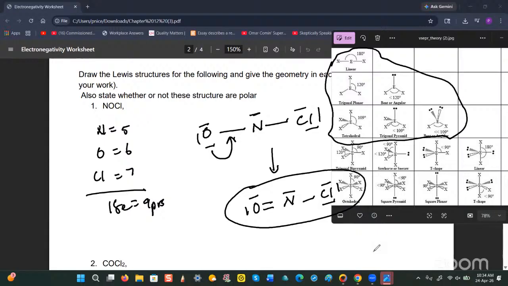Somebody says bent, and that is indeed correct, because that would fit this one right here, right? So the answer is bent. And even though the question is not asked, if you were asked what would be the bond angle, you would say approximately 120 degrees, because that's what this says right here. So that's basically how you would determine the shape of the molecule.